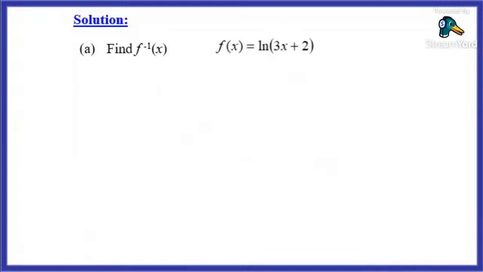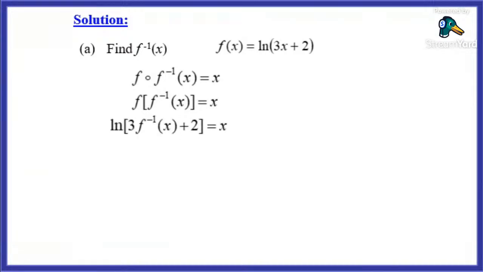Okay, so the first question is to find f inverse. So kita ada f(x) equal to natural log of 3x plus 2. Okay, lepas tu apa kita buat? Ya, kita gunakan properties dia. This f of f inverse x equal to x. So kita gantikan x untuk f(x) tu dengan f inverse. So dia akan jadi natural log of 3 f inverse tambah 2 sama dengan x.